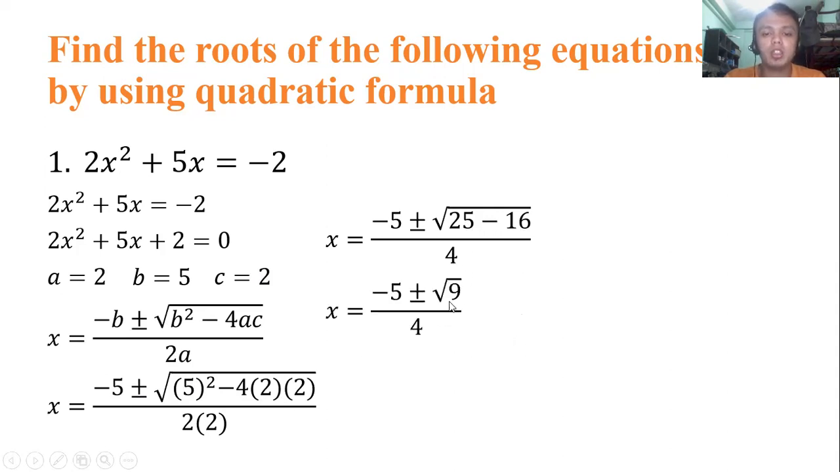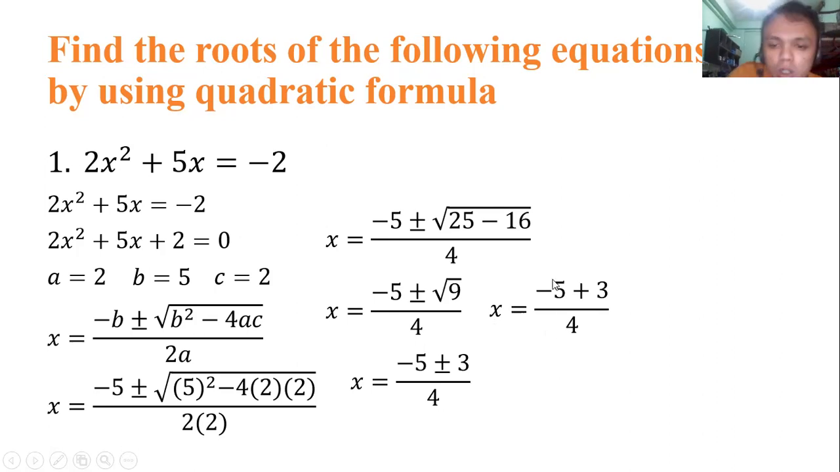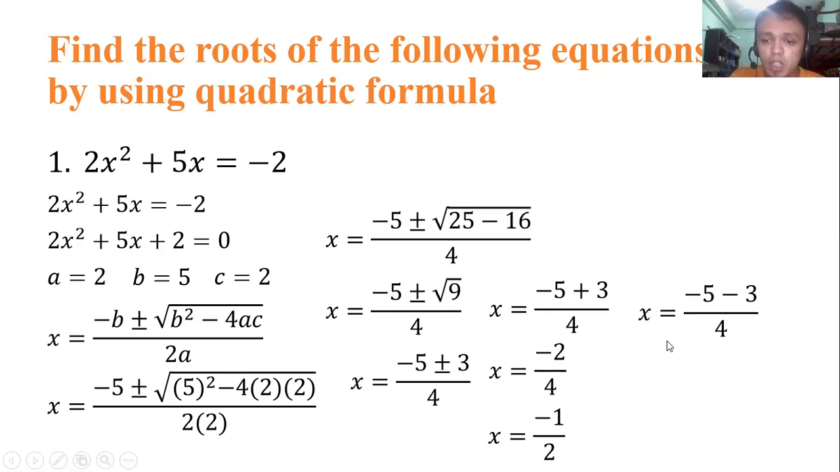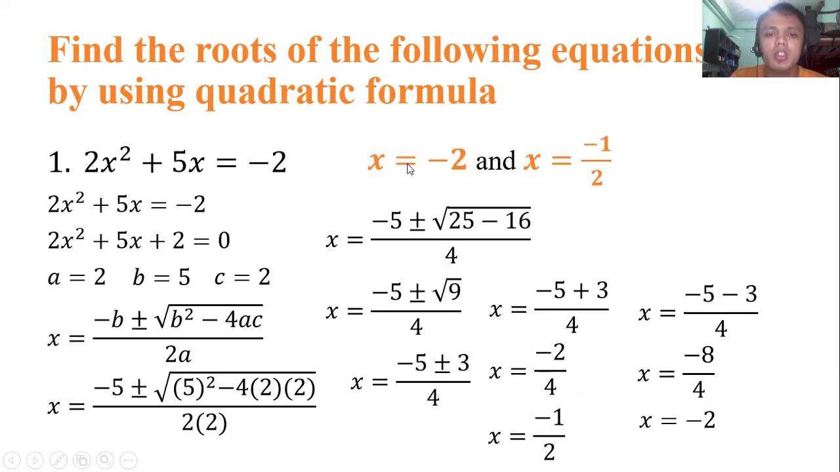25 minus 16, that would be equal to 9. Square root of 9, that is 3. Let us separate, one plus, one minus. X equal to negative 5 plus 3 over 4 is equal to negative 2/4. We can reduce it to lowest terms. X equal to negative 1/2. Another one, x equal to negative 5 minus 3 over 4. Negative 5 minus 3 is negative 8. Divide by 4, we have negative 2. So we have here x equal to negative 2 and x equal to negative 1/2.